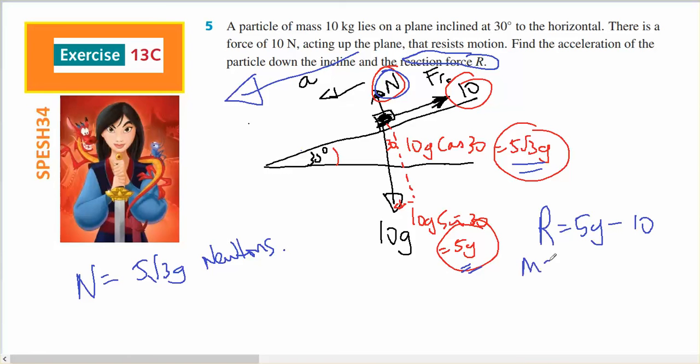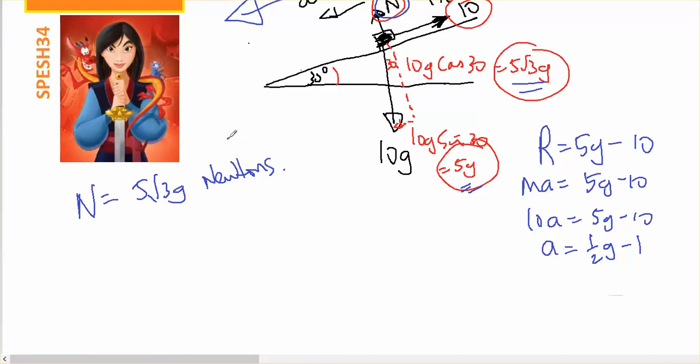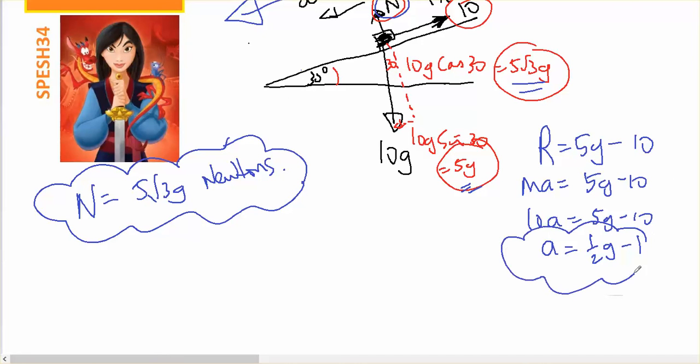So mass times acceleration will be 5G minus 10. Mass is 10, so 10a is 5G minus 10, so a is going to be 5 on 2, a half G minus 1. So I've got my reactive force is 5 root 3G, and my acceleration is a half G minus 1. So 9.8 on 2 is 4.9 minus 1, 3.9 meters per second squared.